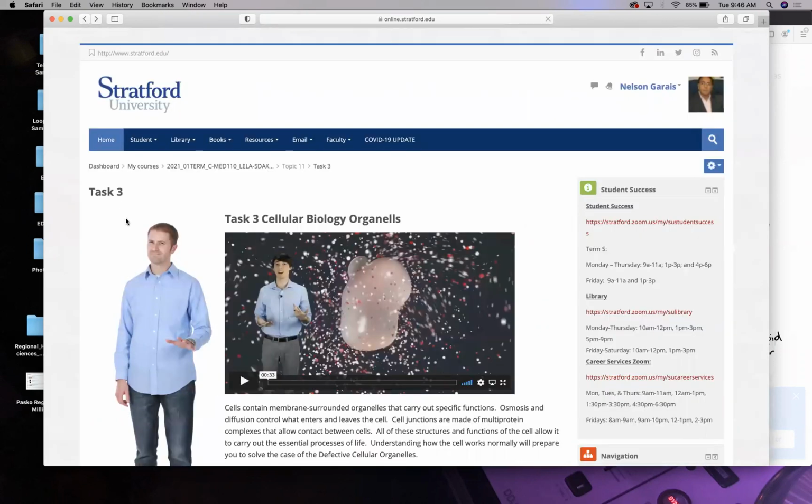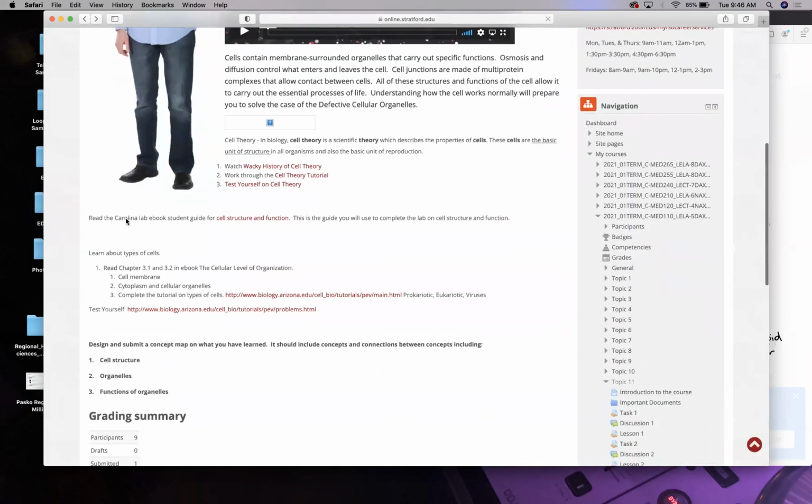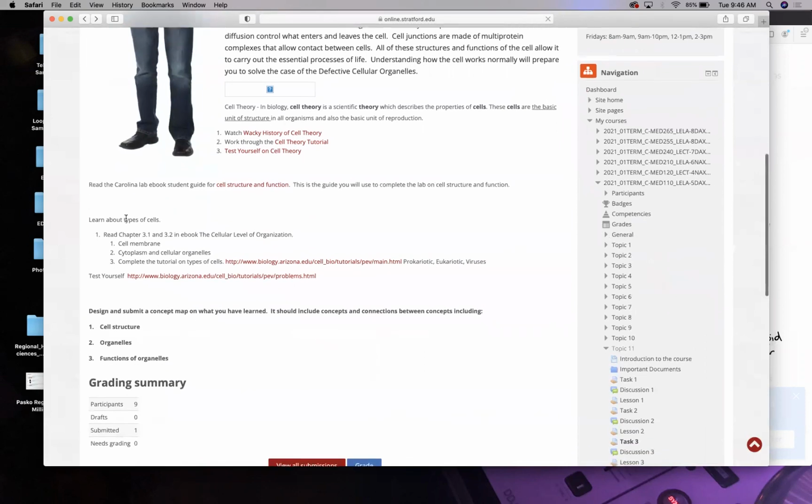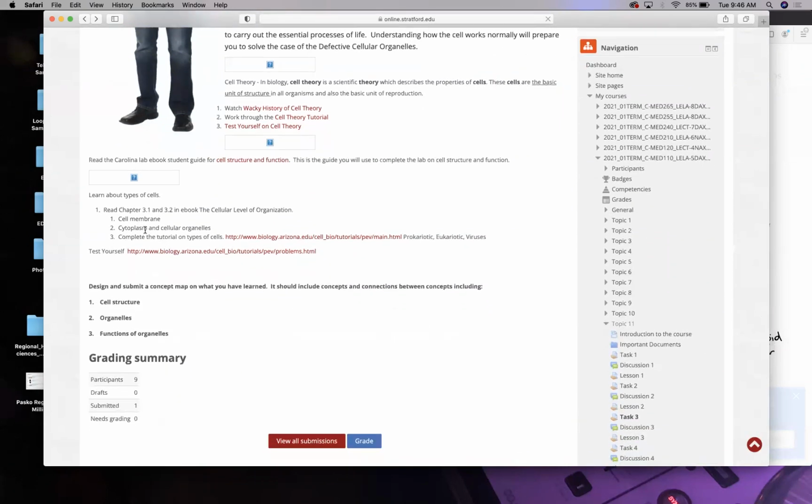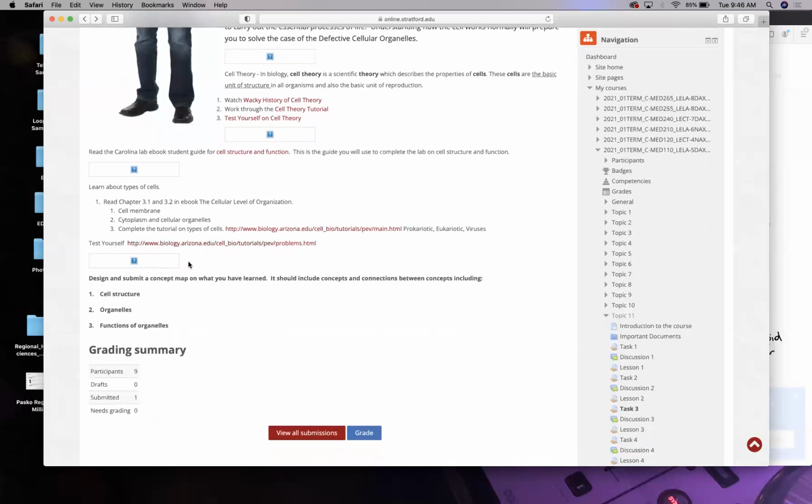And let's go back here to our task 3 to see if we talked about everything that we needed to talk about. So did we talk about the cell membrane? Yep. Cytoplasm? Yep. Cellular organelles? Yep. I'm going to hit up this tutorial in a minute. And remember, the notes are here. Do you have enough to make a concept map of cell structure, organelles, and the function of organelles? Yep, pretty good. So let's look at these types of cells.